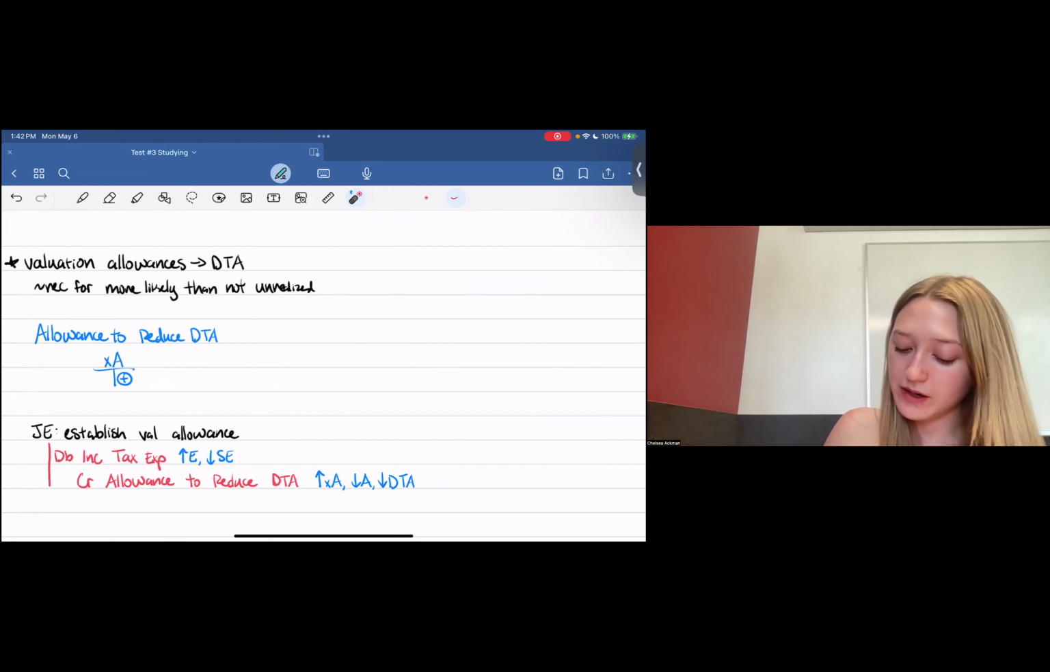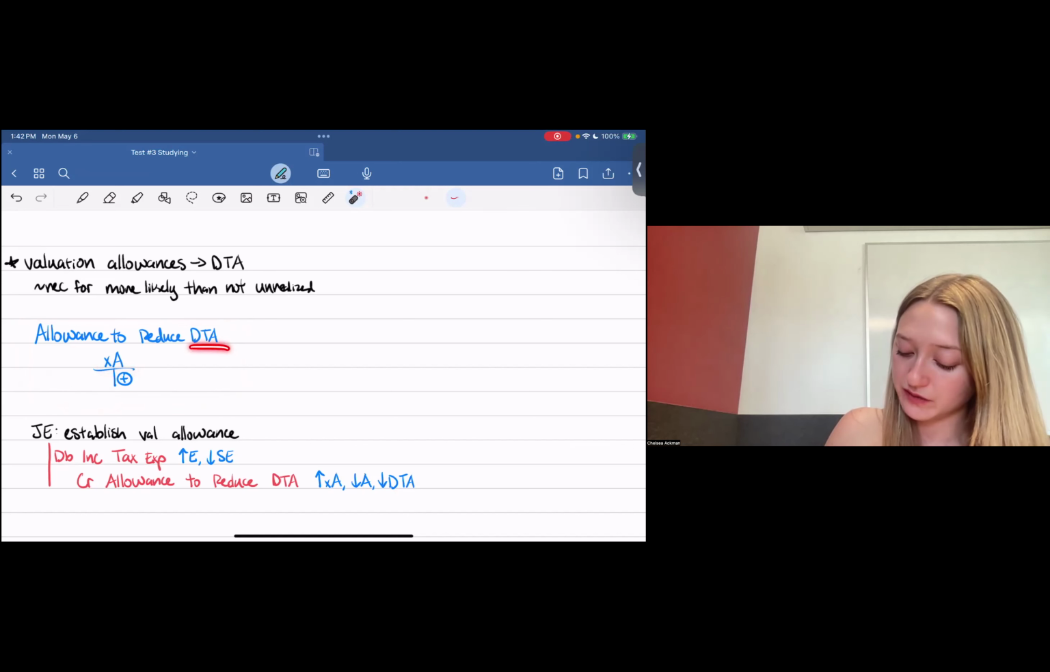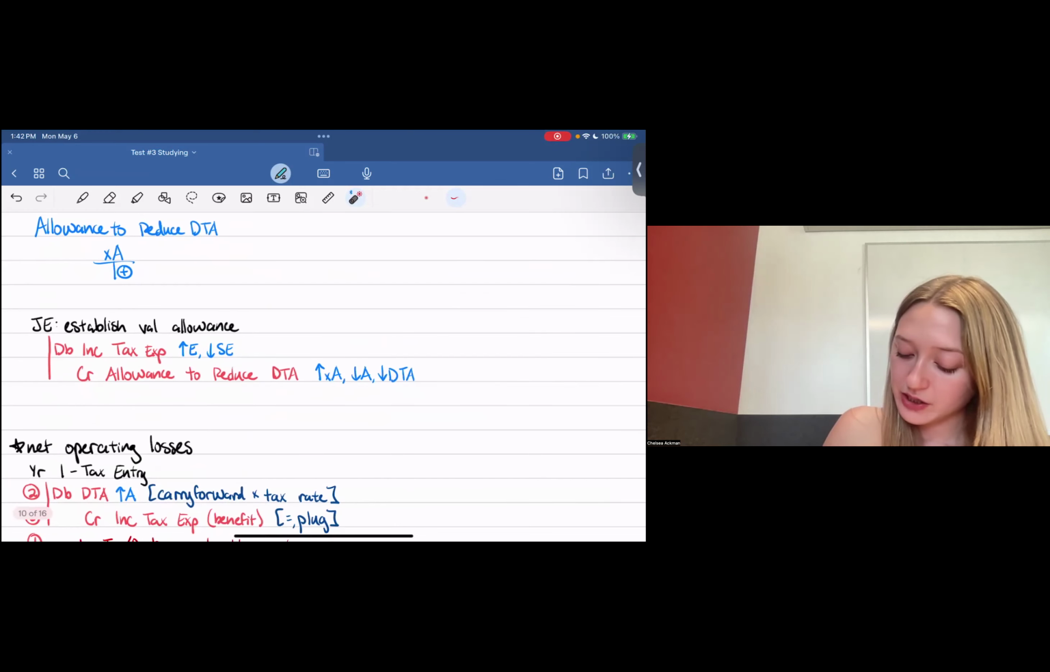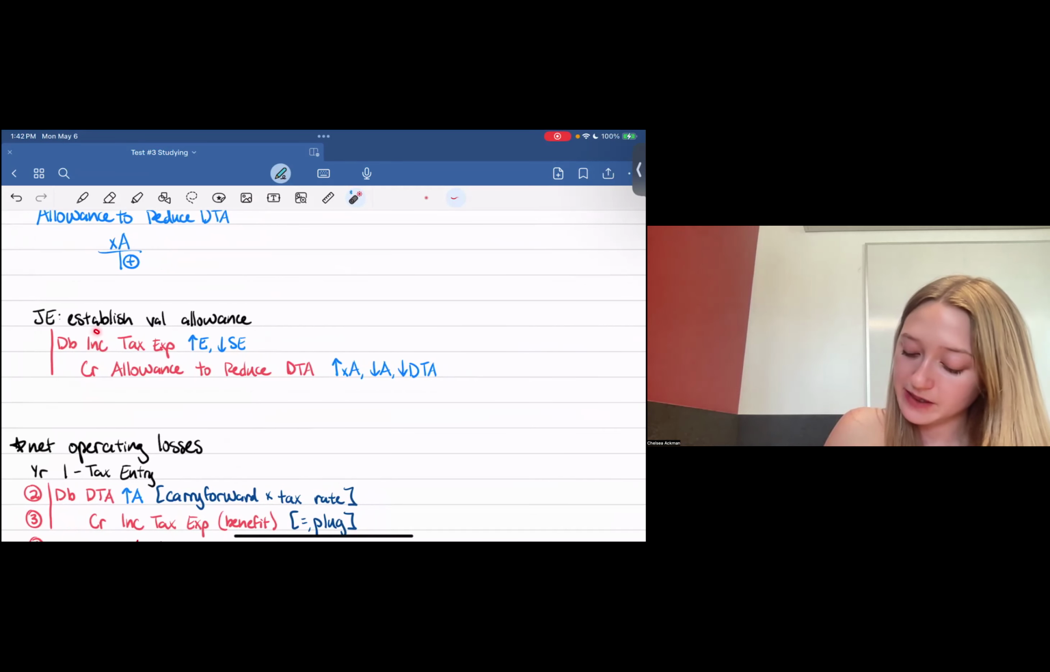So valuation allowances you can have if you have a DTA, where it's more likely than not that you're going to have an unrealized receipt. The allowance to reduce DTA is what we have here, which is a contra asset to your deferred tax asset. So its normal balance is a credit. So your journal entry to establish the valuation allowance is a debit to income tax expense and a credit to the allowance to reduce DTA. And then this will just be for whatever given amount of allowance that you have.